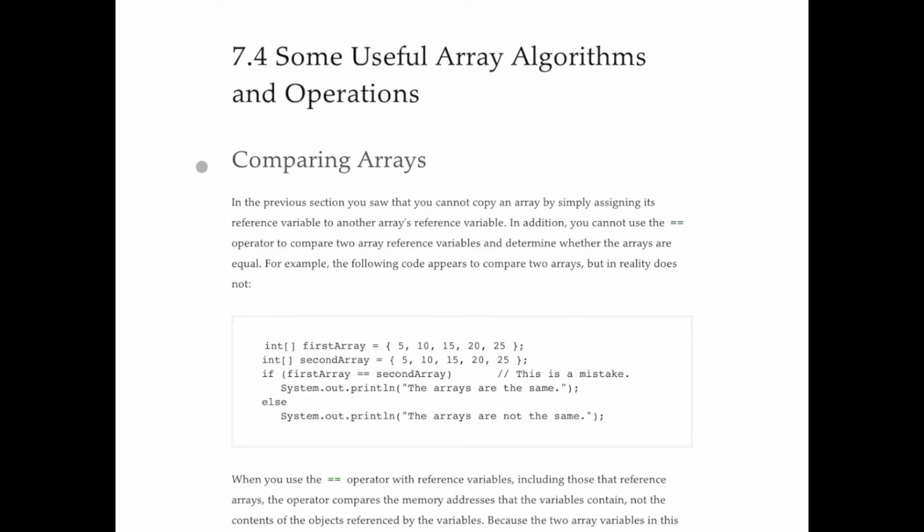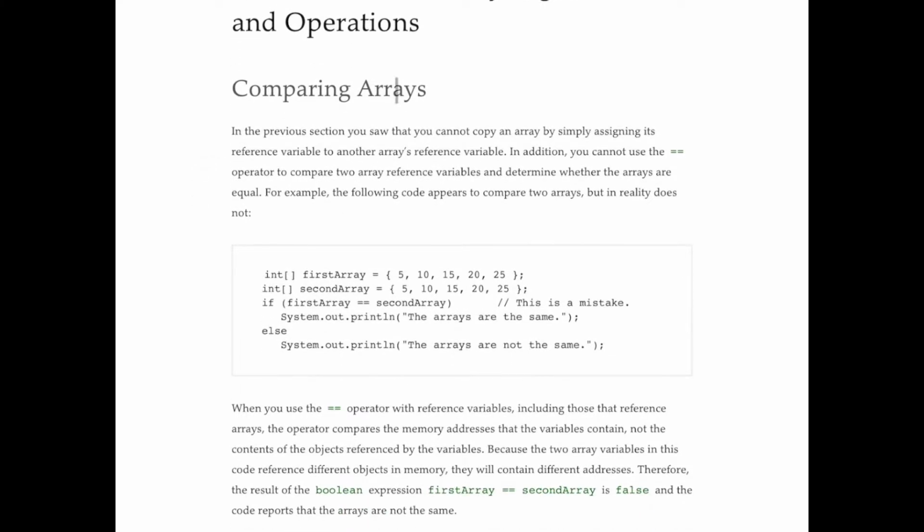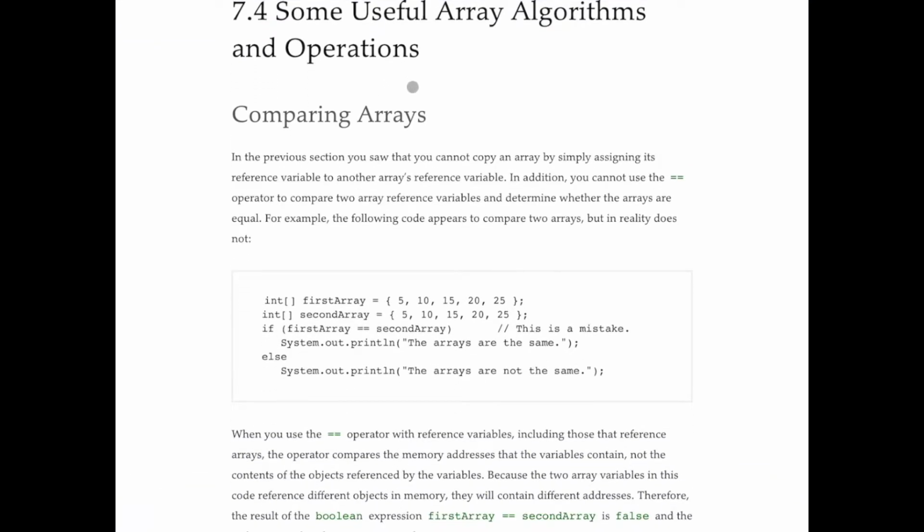In this section of the chapter, 7.4, some useful array algorithms and operations, this is what I like to call Arrayapalooza, where it's just a bunch of stuff that the publishers had to cram together in here to say, hey, look how useful arrays are. And then to also give you one final additional extra caution about the idea of simply comparing arrays with the comparison operator. So first and foremost, and this is on page 426, comparing arrays.